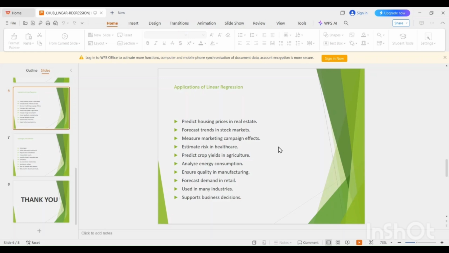Now let us discuss applications of linear regression. Linear regression is used in real estate to predict house prices and in the stock market for trend forecasting. It is used in healthcare for risk prediction and also in agriculture for crop yield estimation. There are some more applications like manufacturing, retail, energy, etc. It is widely used due to its simplicity and interpretability.